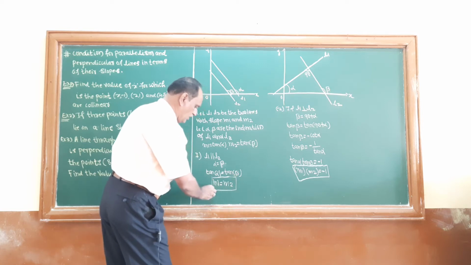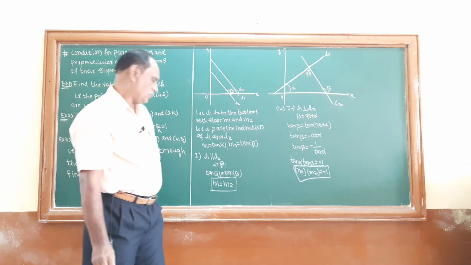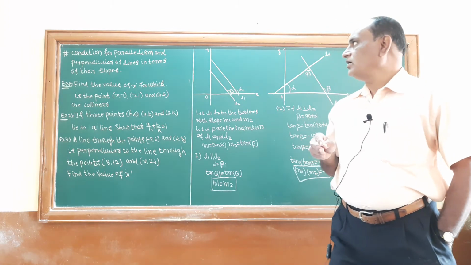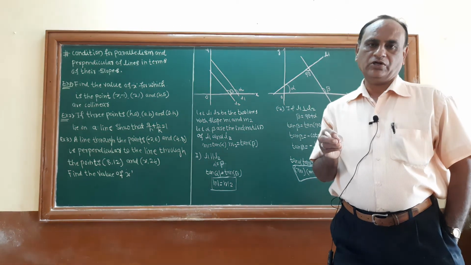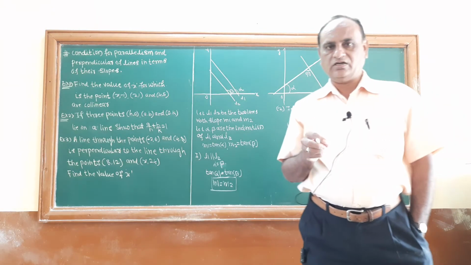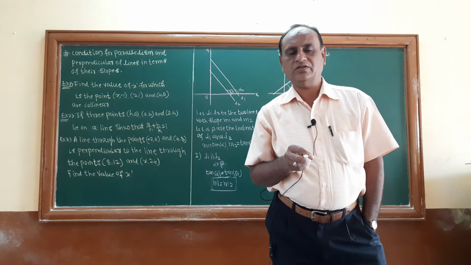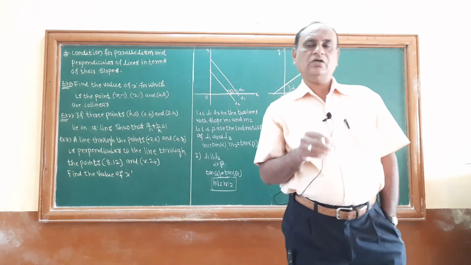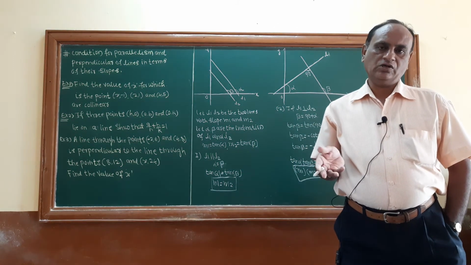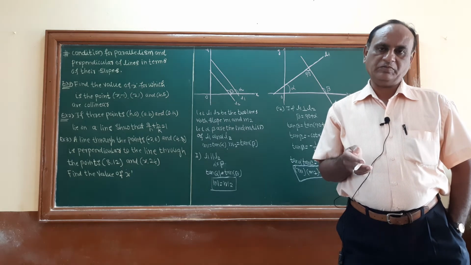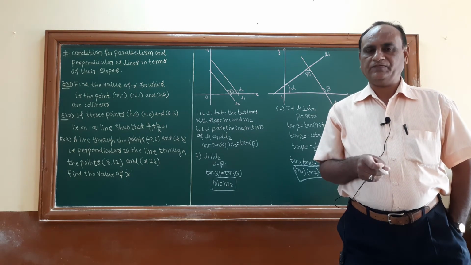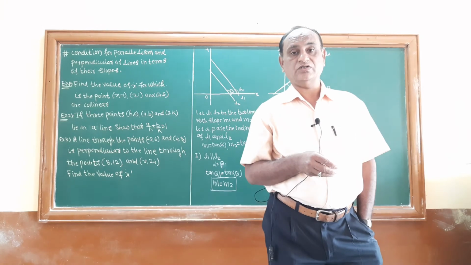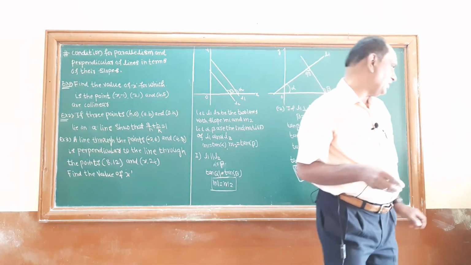The condition for parallelism of lines is m1 equal to m2. Therefore, the two conditions: the first condition, parallelism, is m1 is equal to m2, which means the slope of the first line is equal to the slope of the second line, therefore the two lines are parallel. The condition for perpendicular is m1 m2 is equal to minus 1. The slope of the first line multiplied by the slope of the second line equals minus 1, therefore the two lines are perpendicular. Okay, then come to the examples.